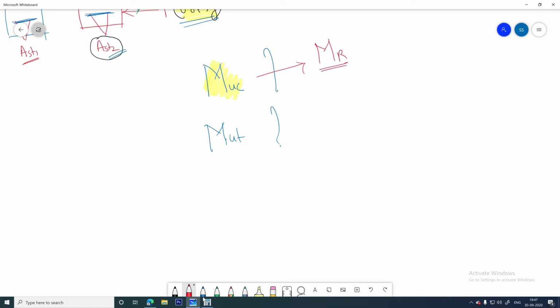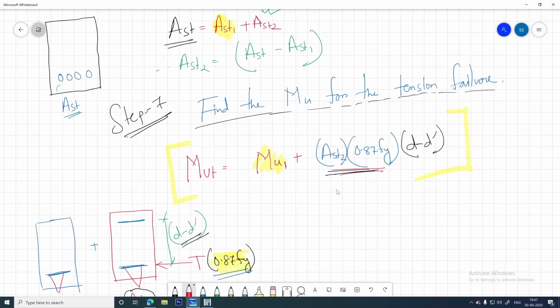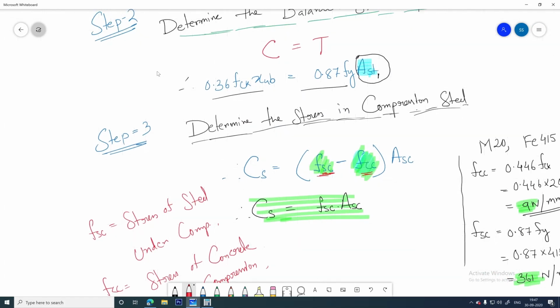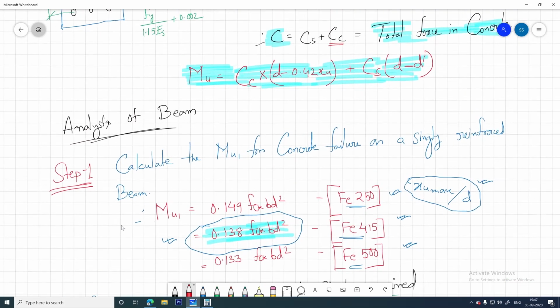The minimum value of MUT and MUC will give you the moment of resistance. Suppose this one is minimum, the MUT, then it will be the moment of resistance. If the MUC is minimum, then that will be the moment of resistance. So in such a way you can solve the numericals on doubly reinforced beam sections. Okay. Once again I will repeat in summarized form from step 1 to step 7, let us show you once again, so it will be more clear.